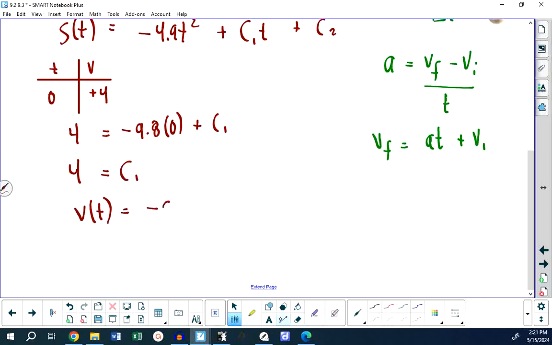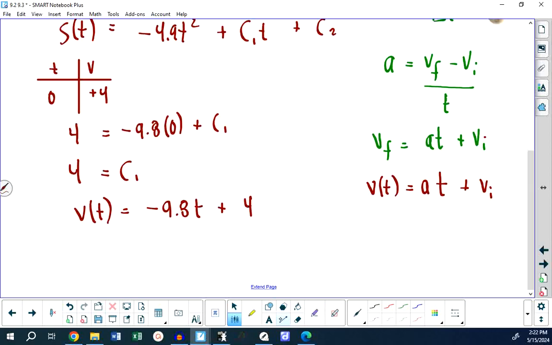It's negative 9.8 t plus 4. But that's what this formula in green is. It's saying the velocity at some later point in time is the acceleration times the time plus the initial velocity. When Newton invented calculus, one of the primary reasons was so that he could solve physics problems.